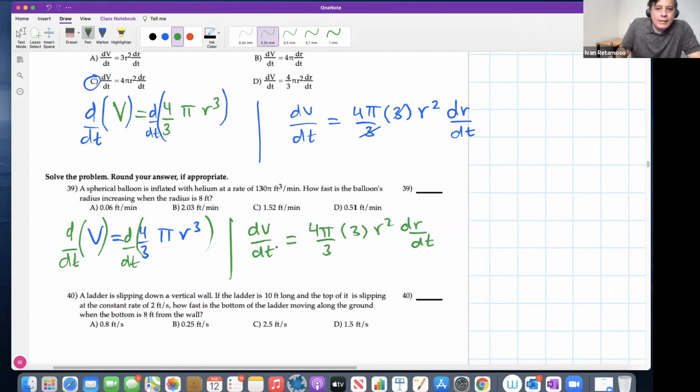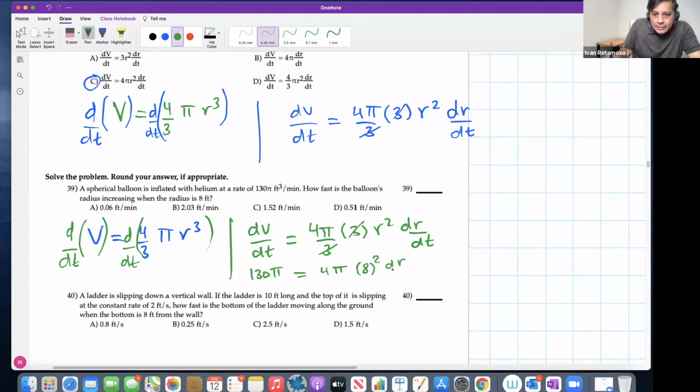Now let's substitute what we have. Let's find what we don't have. They say that this balloon is being inflated with helium at 130 pi cubic feet per minute, right? That should be equal to this. Advice, leave pi's alone, okay? And one thing I noticed here is that this 3 cancels with this 3, so we don't have to write that denominator anymore. Let's be efficient. R squared. R is what? It's given here, right? 8. They want this when r is 8 feet.